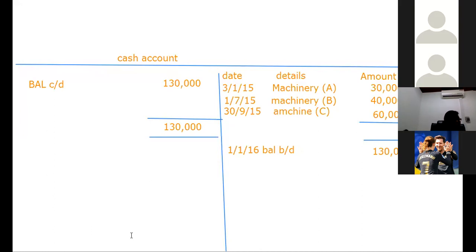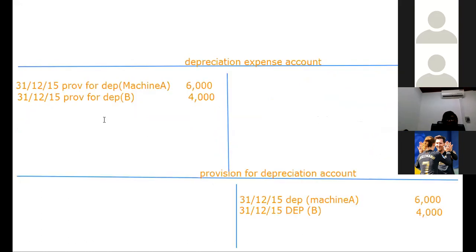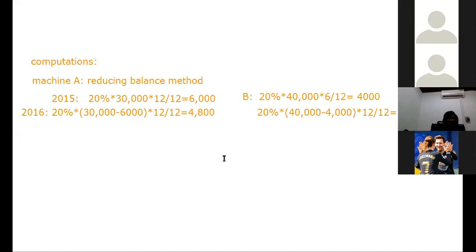So that if we have to prepare the financials for 2015, our cash balance for 2015 will be 130. Our machinery balance for 2015 will be 130. You see that if we're preparing the financials, current assets, cash 130, non-current assets, machinery 130. But for the depreciation expense, we haven't completed it because of machines C and D. So go back and finish it. God willing, next week we would quickly complete this and have the next class. Any question?